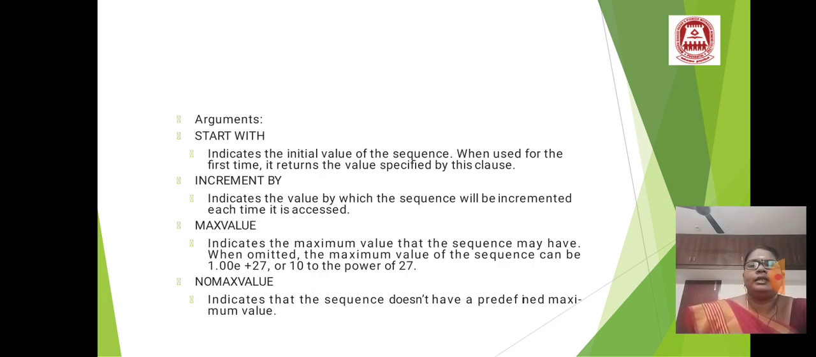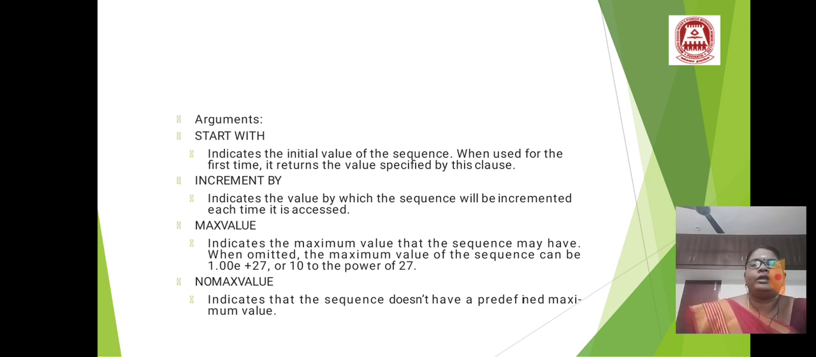Start with indicates the initial value of the sequence when used for the first time. So it returns the value specified by the clause. Increment by: for every iteration, how many values are you going to increment. By default it will be incremented by 1. We have the option to change the default value. We can make use of the increment by operator to mention it for every iteration. We can increment by 2 or 3 or 50. So any integer input we can give here.